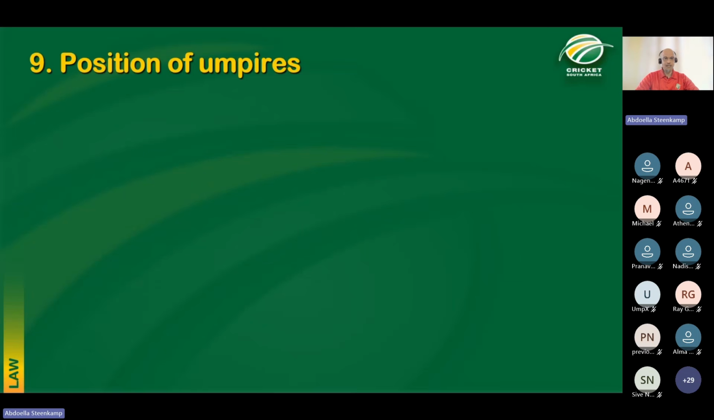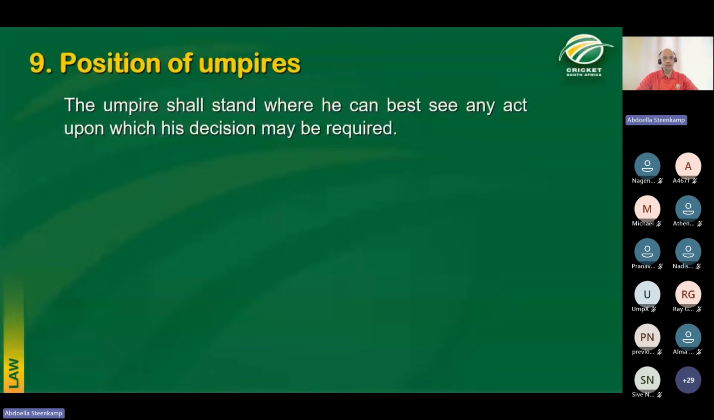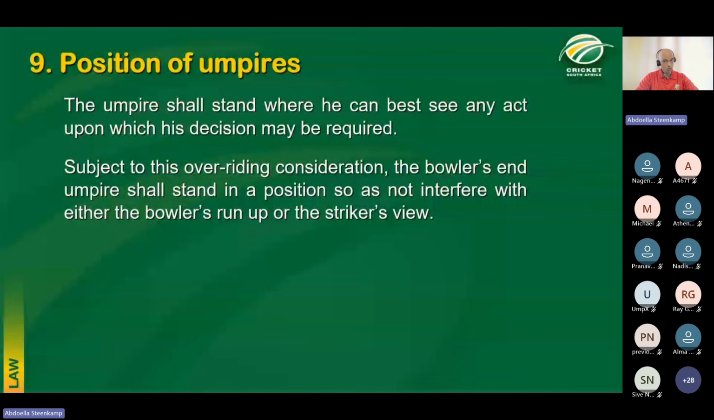Where does the umpire stand? Can they stand anywhere on the field? Firstly, law tells you, the umpire, to stand where you can see best when needing to make a decision. But they also guide us in terms of where the bowler's end umpire needs to stand and where the striker's end umpire needs to stand. Let's start with the bowler's end umpire. Bowler's end umpire is to stand in such a position as not to interfere with either the striker's view or the bowler's run up. And that best position is to stand directly behind the stumps at the bowler's end.